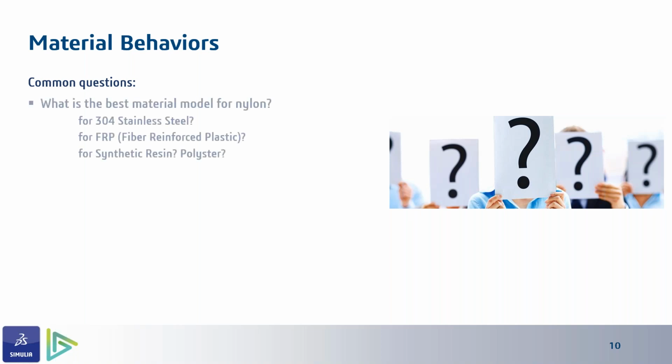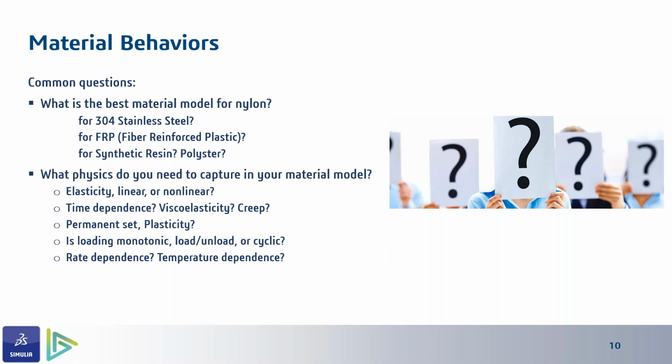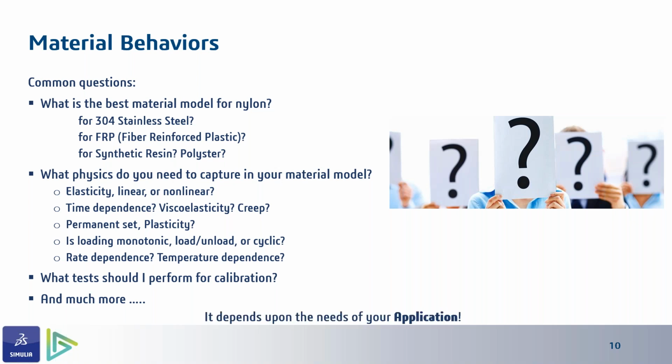So there are some common questions when we model materials in Abaqus. What is the best way to model a material like nylon or stainless steel? What are the additional parameters you need to capture your material model, whether you have elasticity, time dependence, or whether you require temperature included in your model? And what tests should I perform for the calibration? There are many more. There is actually no simple answer, and it depends on your application.